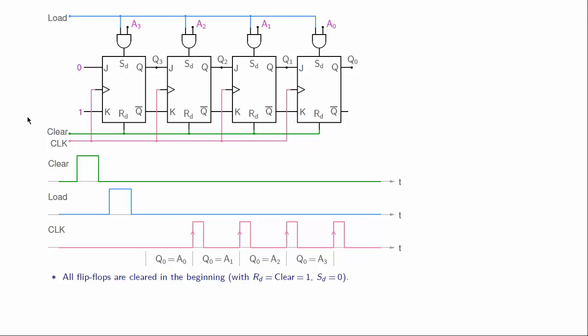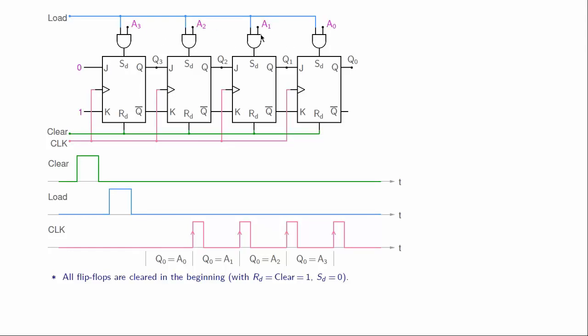Alright, now let us look at the connections. The clock is common to all of them, and the clear input is also common, that is going to the direct reset input of each flip-flop. Now to SD we are connecting this variable called load and it with some other variable here. That variable is A3 here, A2 here, A1 here, A0 here.